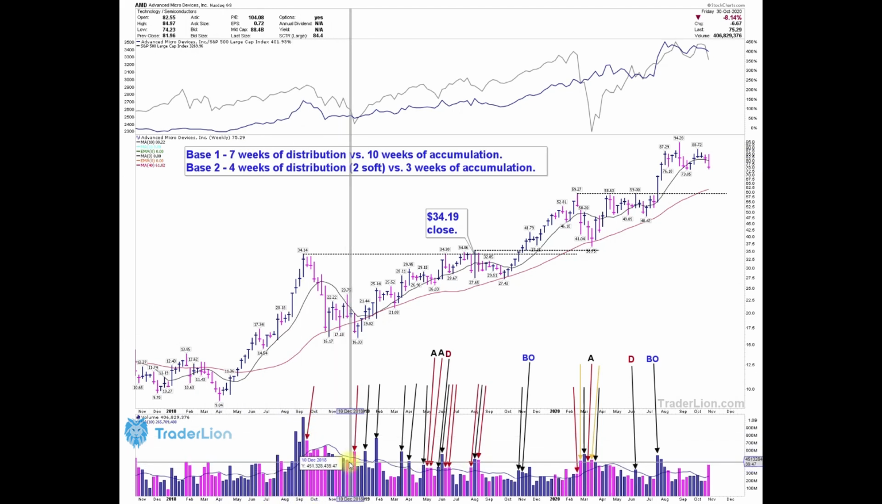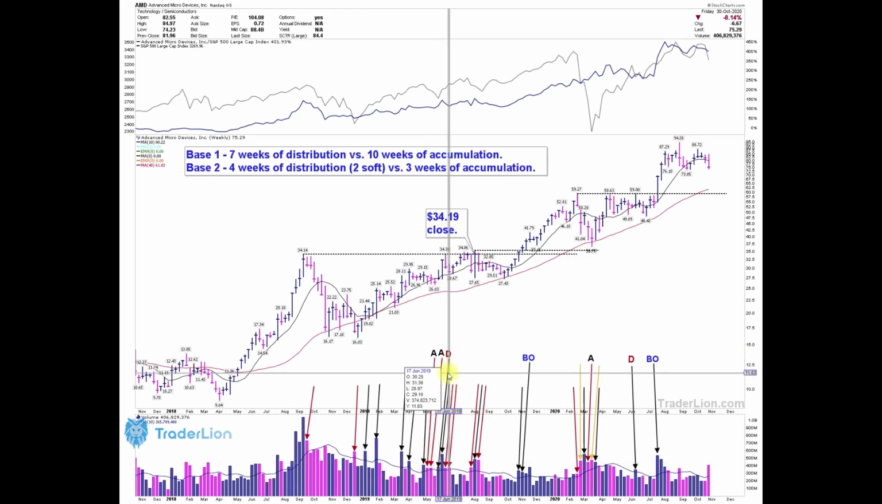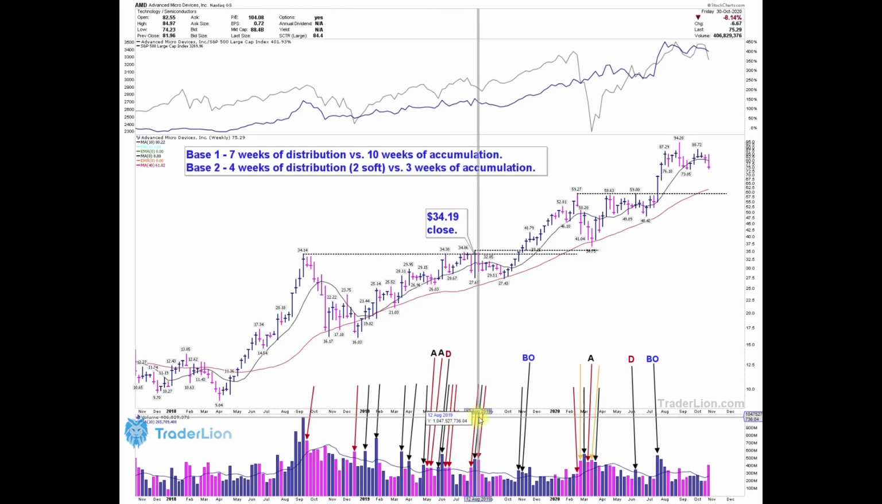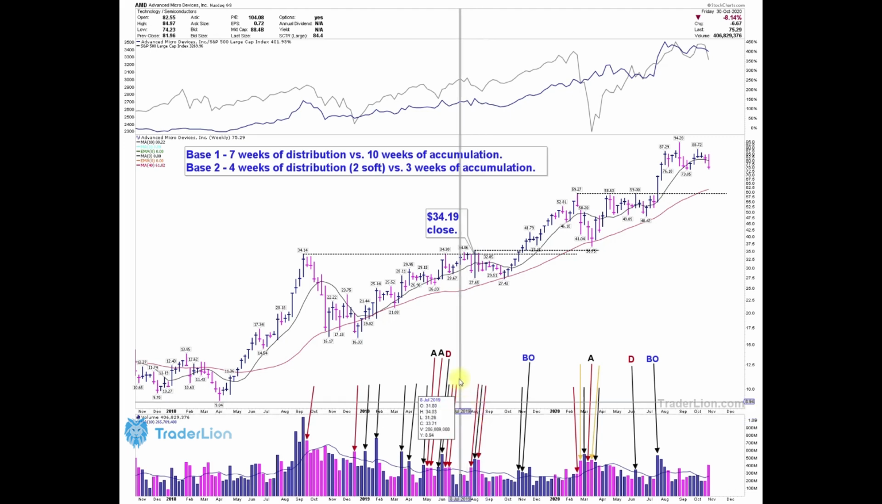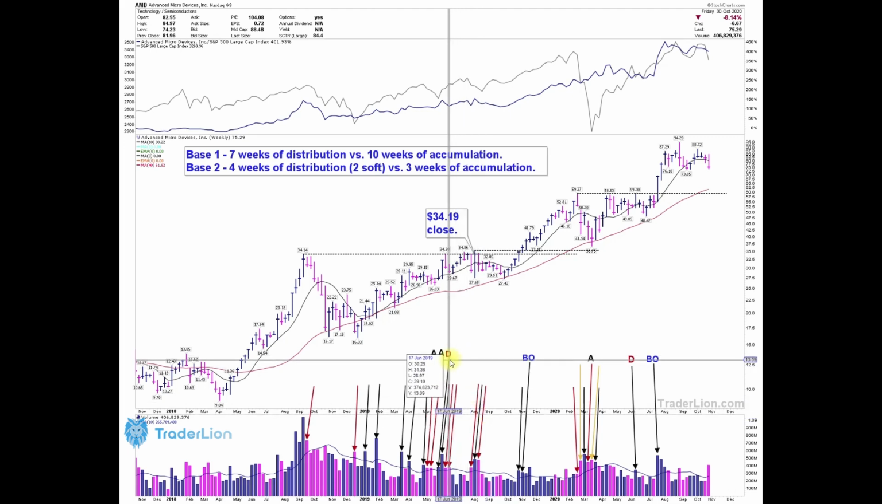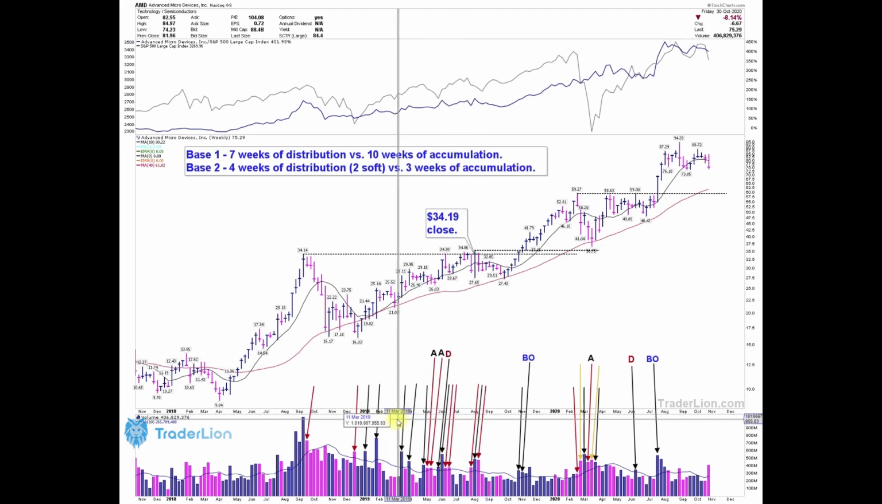1, 2, moving along. These don't count, they're accumulation, but number 3 here is this black line. Then 4, 5, 6, and 7. Those are our 7 weeks of distribution marked by those red arrows and this one black arrow, which goes to the red D for distribution.